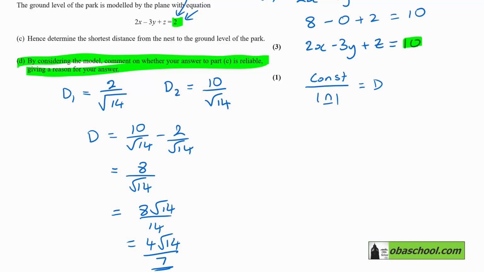By considering the model, comment on whether your answer to part C is reliable, giving a reason for your answer. There's lots of reasons we can give here. This is just 1 mark, so we probably only have to give 1, but I'll give you 3. Birds almost certainly don't fly in a straight line, so modelling them with the vector equation that we did is probably not reliable. The ground is unlikely to be a flat, smooth plane, so modelling the park as a flat, smooth plane is probably unreliable. And the nest itself is not just a point.